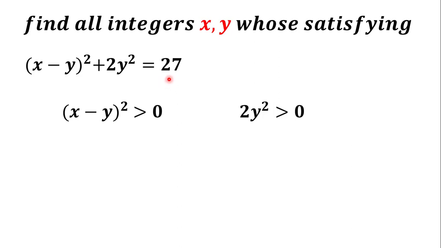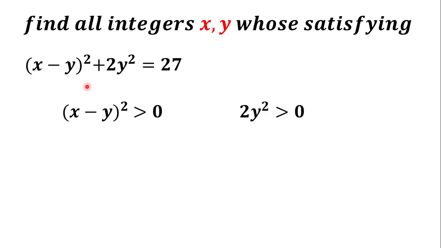Also, as you know, 27 is an odd number and 2y² is an even number, so (x - y)² should be an odd number, because the sum of odd and even numbers equals an odd number. (x - y)² is an odd number, so x - y is an odd number.